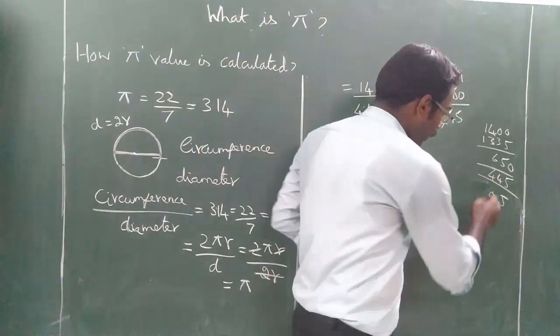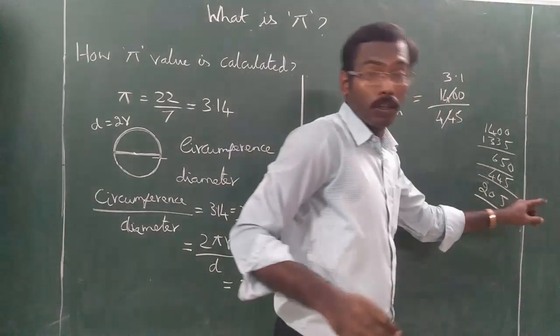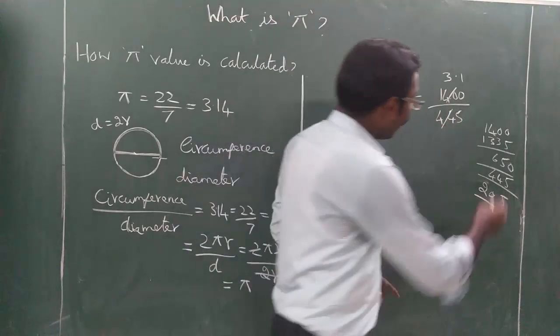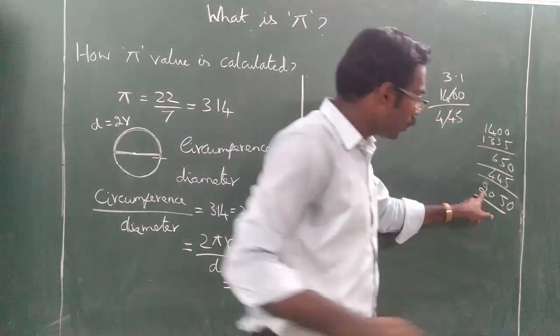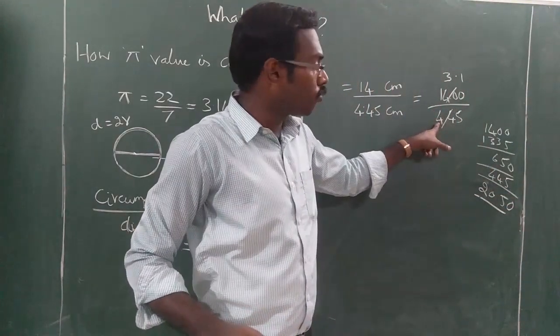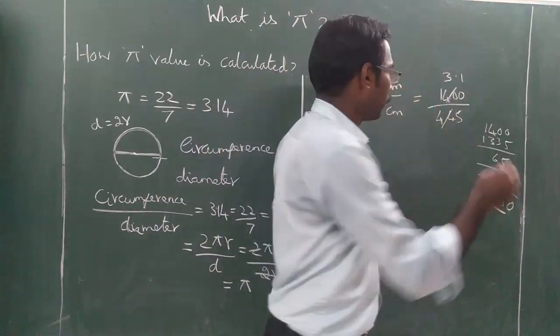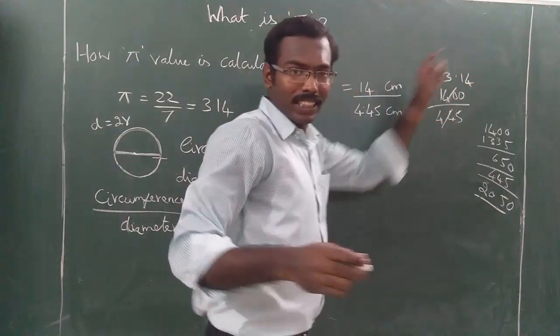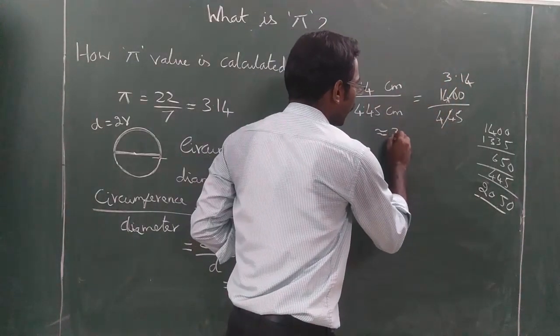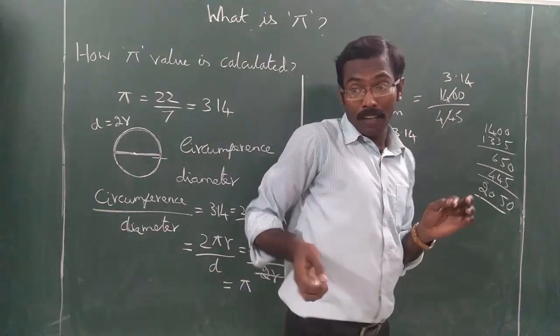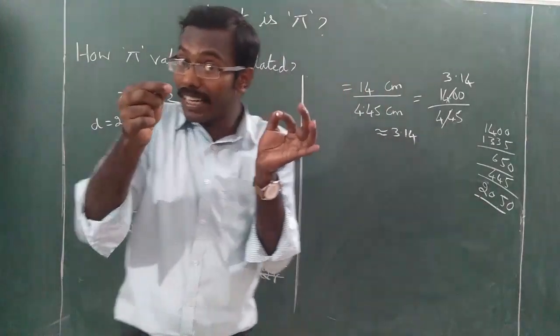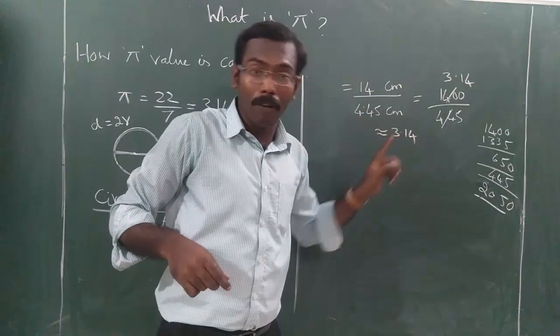6 minus 4 is 2. So 205. Okay. So 205 and another 0. In 2050, how many times is 445 there? Approximately, it won't be 5 times, so it will be 4 times. Okay. Now you see the answer is approximately equal to 3.1. Remember, I made the measurement just accurately, even then I got 3.14.